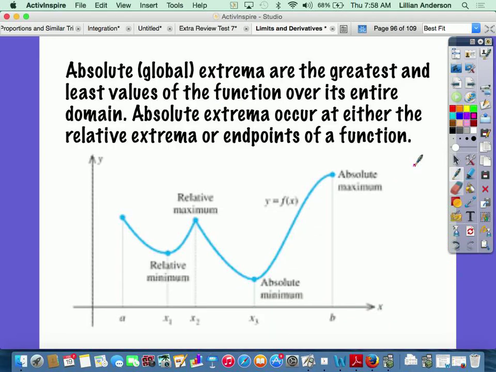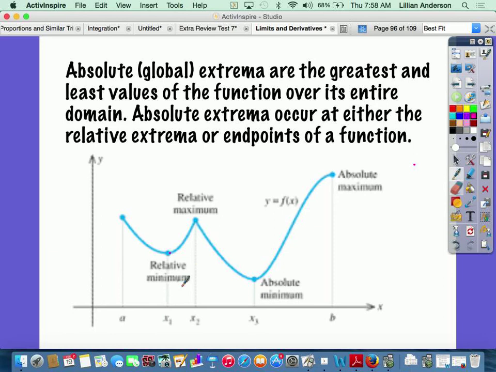Now, absolute extrema are the greatest and the least values of the function over an entire domain. Absolute extrema occur at either the relative extrema or at the endpoints of a function. Everything we talked about up to here was relative maximums and minimums, but now we're going to be talking about the absolute, basically the highest possible maximum of the entire function or the lowest possible point on the whole curve, okay? So we look at this diagram we have here, we have an example, okay?